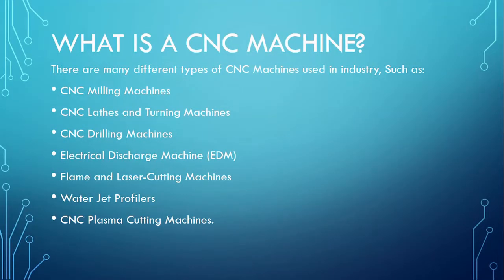So there are different types of CNC machines that are used in industries. Some of them are listed here, which are the CNC milling machine, CNC lathe and turning machine, CNC drilling machines, electrical discharge machines, flame and laser cutting machines, water jet profilers, and CNC plasma cutting machines.